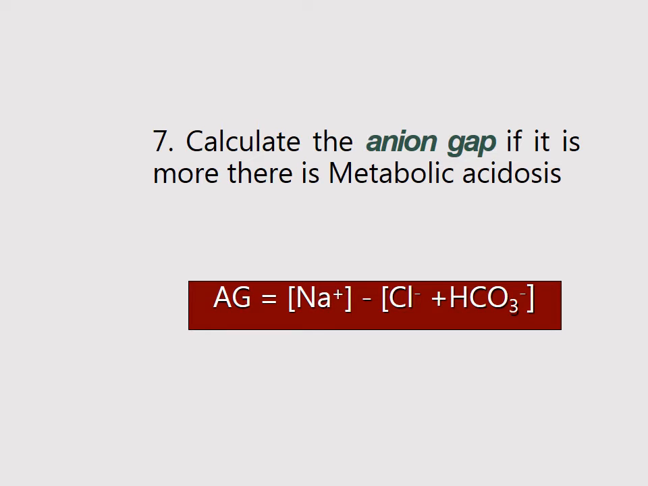Okay, and the other thing important would be to calculate the anion gap. As we know the anion gap formula, what we do is we calculate sodium and potassium, then we subtract from it chloride and bicarb.